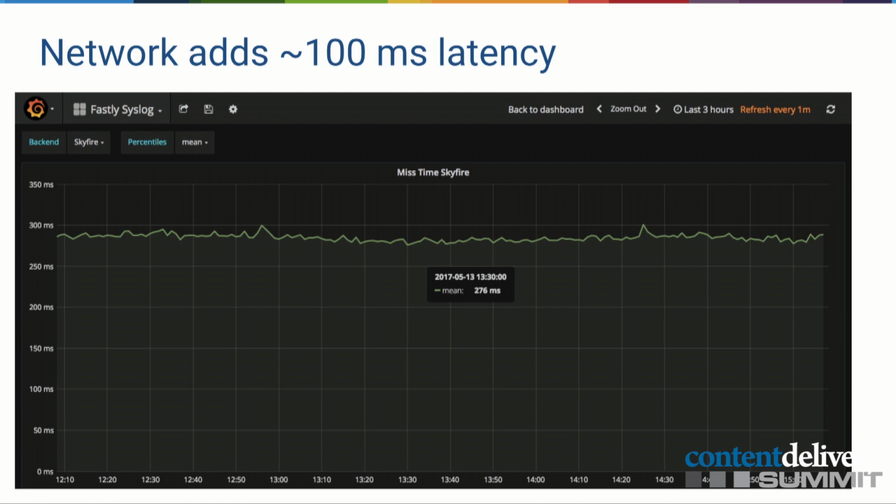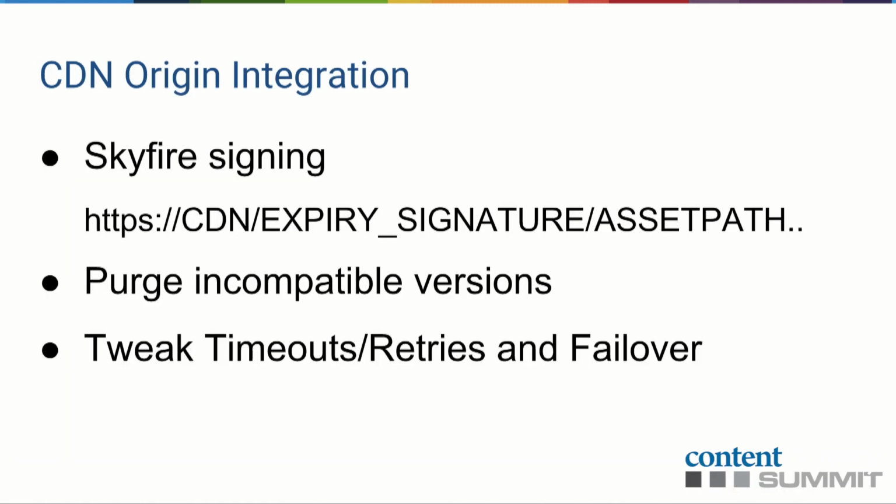We constantly try to optimize all of these, and there's a bit of CDN origin integration. We work closely with all the CDN vendors. It's very important that we pay attention to the timeouts, retries, and how they can fail over in case US Central is down. And at the beginning of the development, we wanted to be able to purge incompatible versions should we release a bug. We usually don't do that, but should we do that, we could, at a time, purge the entire library with any incompatible version.